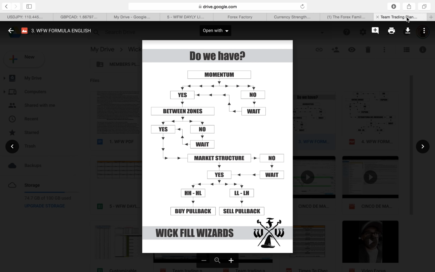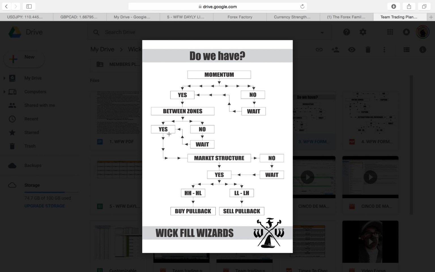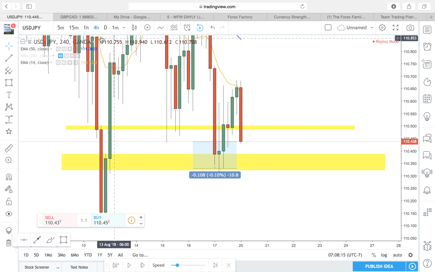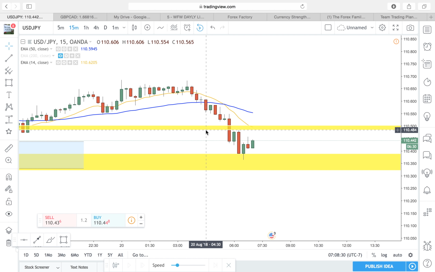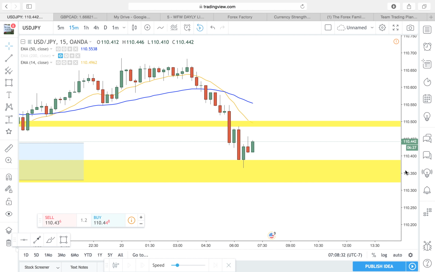So we go over here and ask: do we have momentum? Yes. Are we in between zones? Yes. Do we have market structure? What is market structure? Market structure is when price is making either lower lows and lower highs, or higher highs and higher lows. It's lower low and lower high for bearish, or higher high and higher low for bullish. So now let's go to UJ and check out the 15-minute time frame. Let's see what's going down.